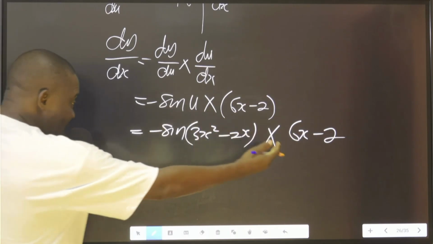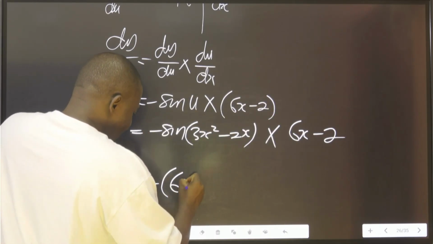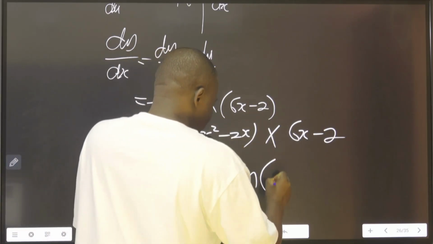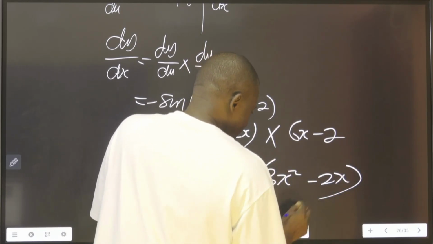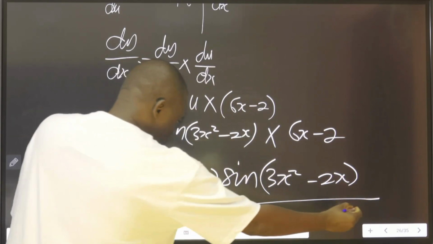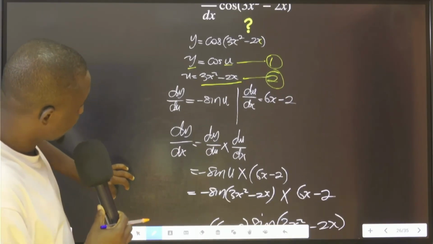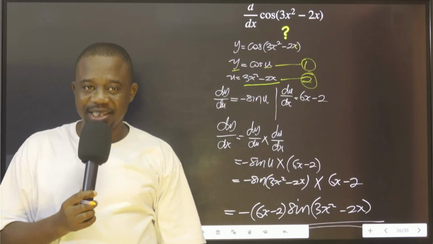So we can bring this to this side by saying minus 6x minus 2 sine 3x squared minus 2x. This is the final answer, okay? Hope you understand this. Thank you for viewing.